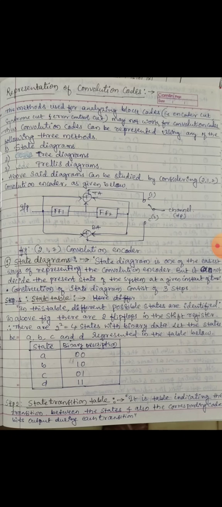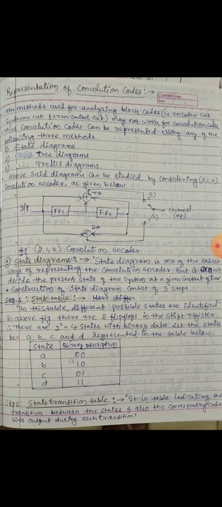A, B, C, D are the states. A is equal to 0 0, I am assuming that the state is A because only 4 combinations are there. B is equal to 1 0, C is equal to 0 1, D is equal to 1 1. So this is the combination. First step. Second step is the state transition table.